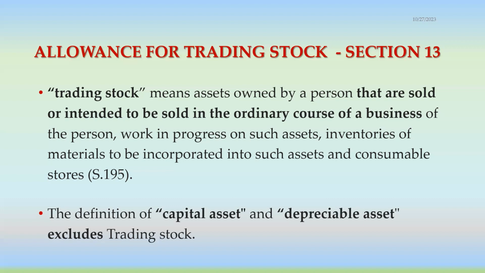The definitions of capital assets and depreciable assets exclude trading stock. That means trading stock is what is sold or intended to be sold in the ordinary course of business, but it excludes capital assets and depreciable assets. I will explain the definitions of capital assets and depreciable assets later. So up to now, you should know what trading stock is: the stock of goods we hold to sell, or have sold.